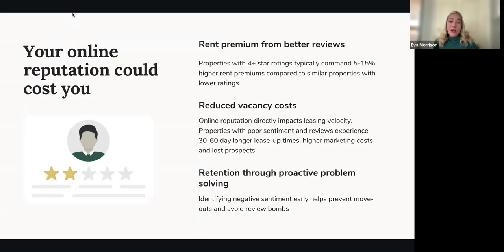Having processes to respond to them is great, but if we can actually get out ahead and prevent those experiences that are leading to those negative reviews, we can really see the impact on our communities and help our teams fix these things early on.